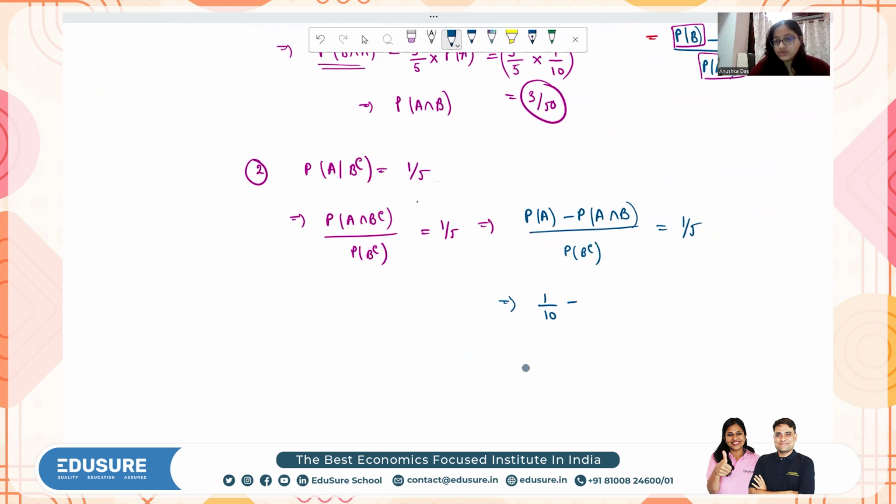So probability A is known to you. This you have already found out. This 3 upon 50 is 1 by 5 into probability B complement. Again, simplify. This will be 5 by 3 into probability B complement.